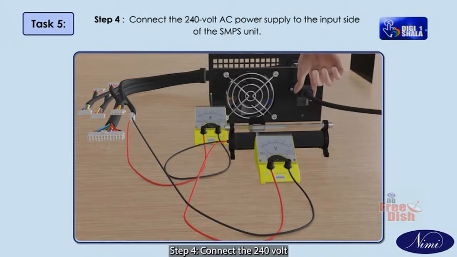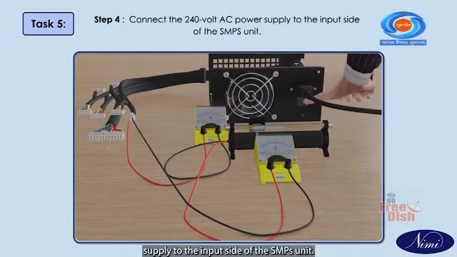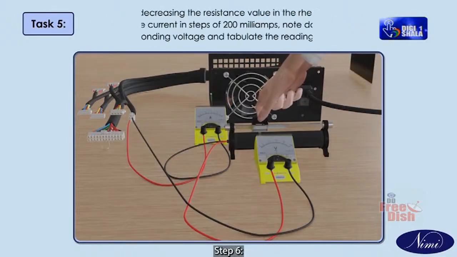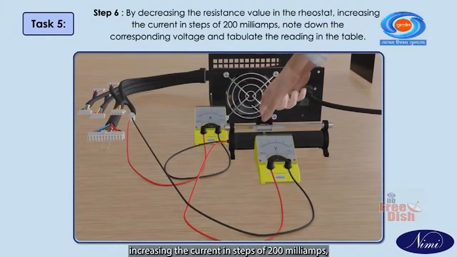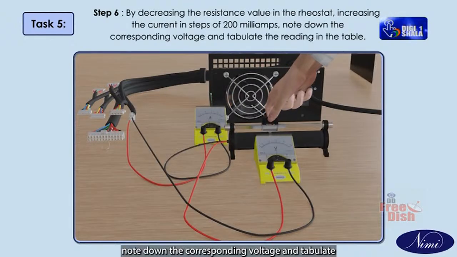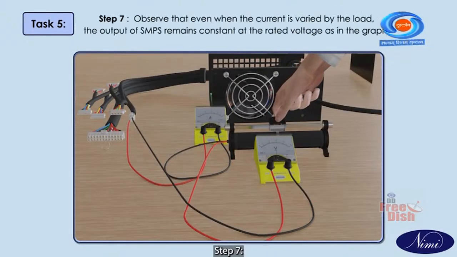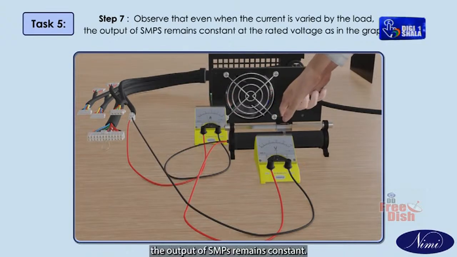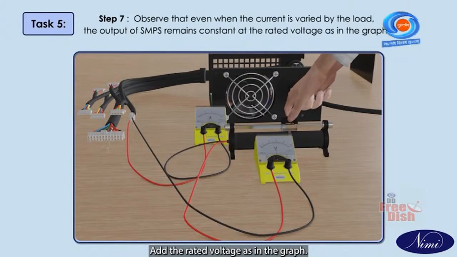Step 4. Connect the 240 volt AC power supply to the input side of the SMPS unit. Step 5. Power on the circuit. Step 6. By decreasing the resistance value in the rheostat, increase the current in steps of 200 milliamps. Note down the corresponding voltage and tabulate the readings in the table. Step 7. Observe that even when the current is varied by the load, the output of the SMPS remains constant at the rated voltage, as in the graph.